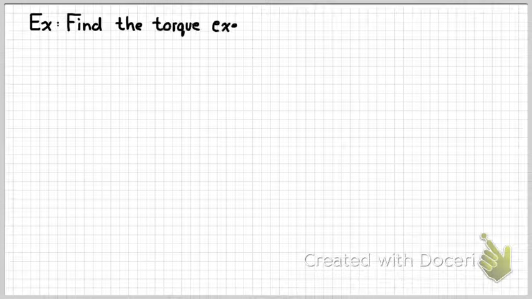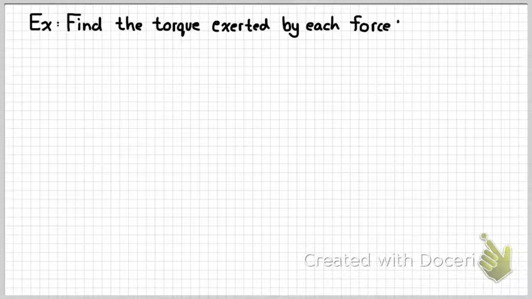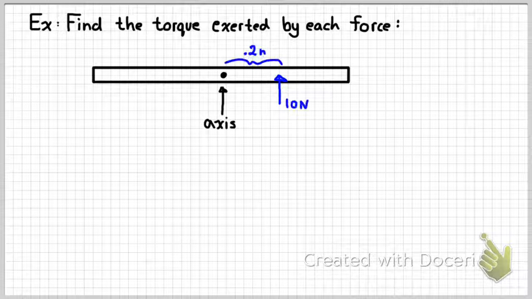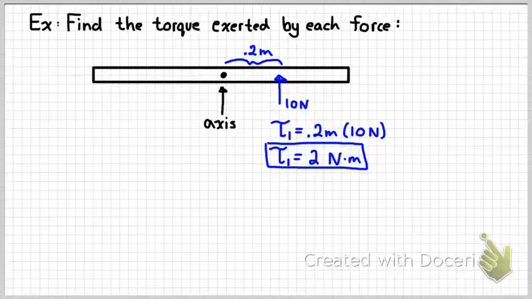So, as a simple example, we're going to find the torques exerted by each force on this particular object. Here we're going to have the axis be in the middle, and we're going to apply a 10 newton force 0.2 meters from the axis. And so the torque caused by that force, multiply the 0.2 by 10, will be 2 newton meters. This torque is going to be positive because that force would cause the object to rotate counterclockwise, like that.